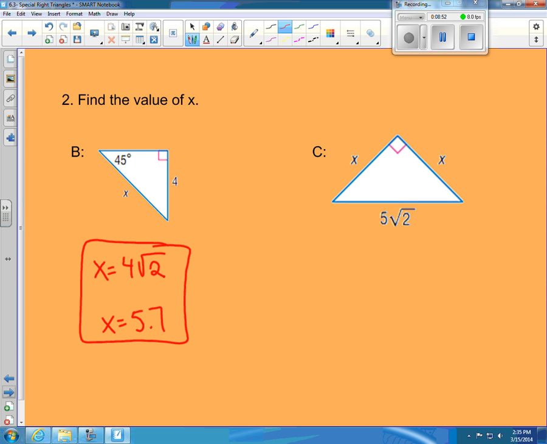Now, if you look on the back side, we're going to tackle 30, 60, 90 triangles, and those are going to have a few more rules. We're going to do those in class. So we'll see you guys then.